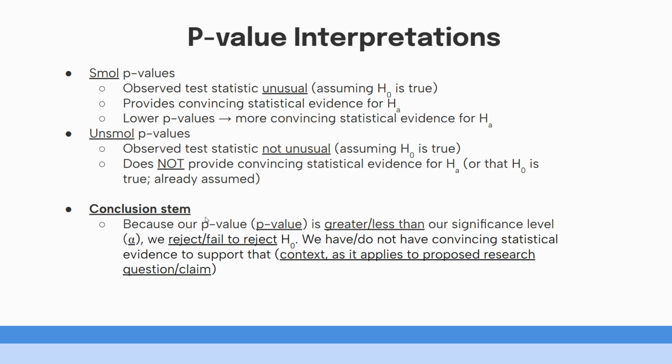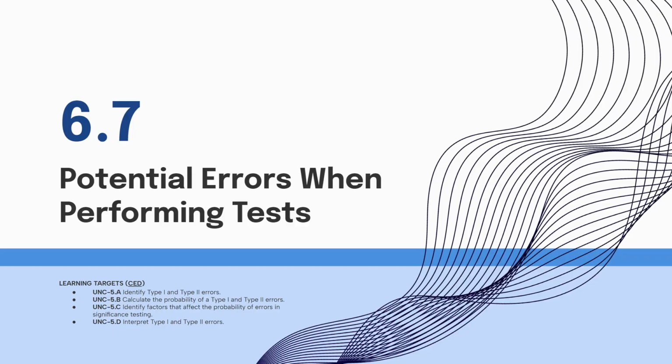Then the conclusions stem from our hypotheses when you're writing the conclusion. In our conclusion, we say, because our p-value, put your p-value, is greater than or less than our significance level, we either reject if it's less than or fail to reject if it's greater. We do not have convincing statistical evidence to support that, in context, as it applies to the proposed research question or claim. Right? So that's 6.6.